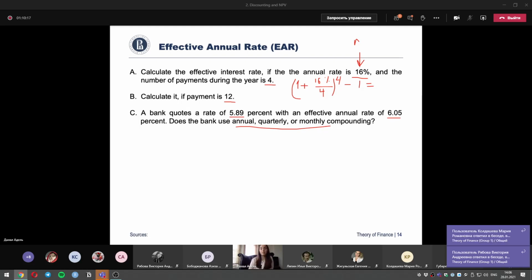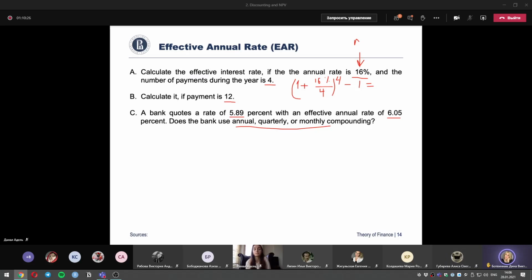Yeah, and what about B? Have you calculated part B? Okay, so we change 4 to 12, and then we divide 16 by 12. It will be like 1 and 1/3, and put it in the power of 12. And it's something like 17% as well.